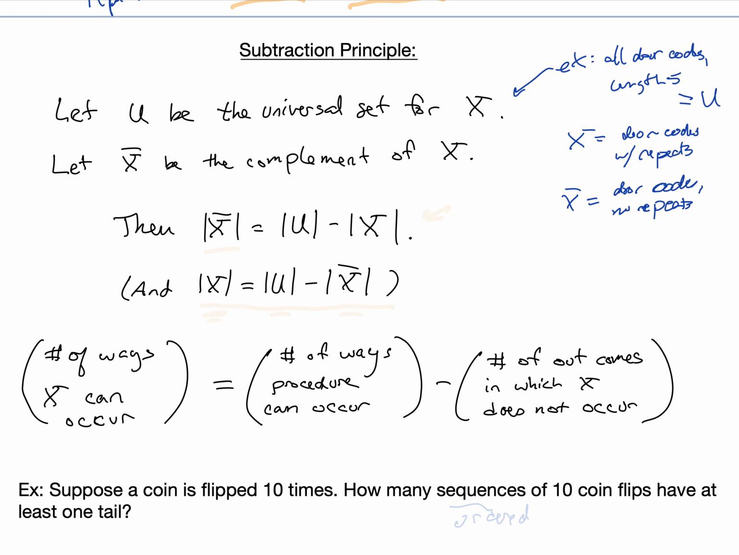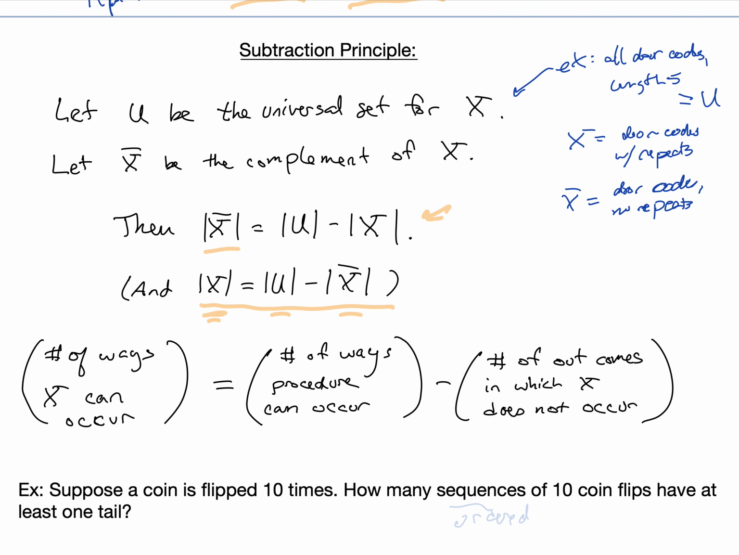Then exactly what we did before, we really used this version: the value we want to calculate, the number of door codes with repeats, was equal to the total number of door codes minus the number of door codes with no repeated elements. So you can use it in either way. You could either calculate X complement or calculate X. Again, the number of ways X can occur is equal to the number of ways the procedure can occur in total minus the number of outcomes of the procedure in which X does not occur.